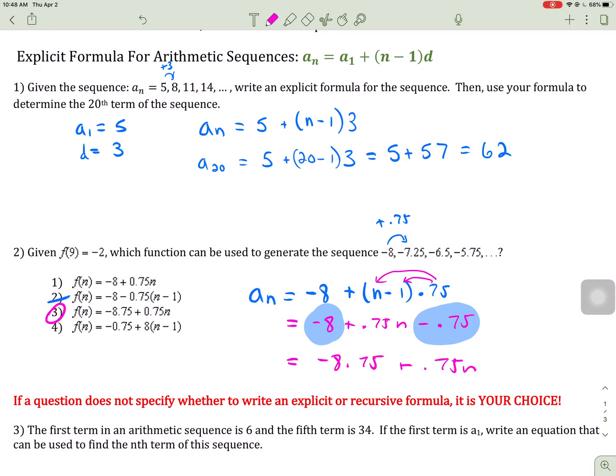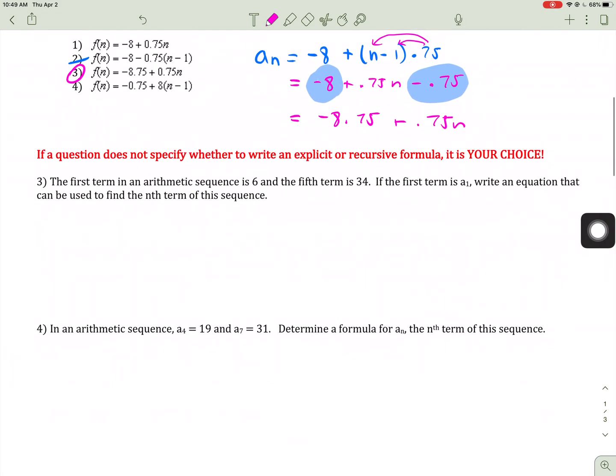The other thing you could do here is you could plug in any number n and see if it matches the first, second, third, fourth term. Okay. Now, what if the question does not specify whether to write explicit or recursive? Then you get to choose, actually. You could do recursive, you could do explicit. Let's see. The first term in an arithmetic sequence is 6, and the fifth term is 34.